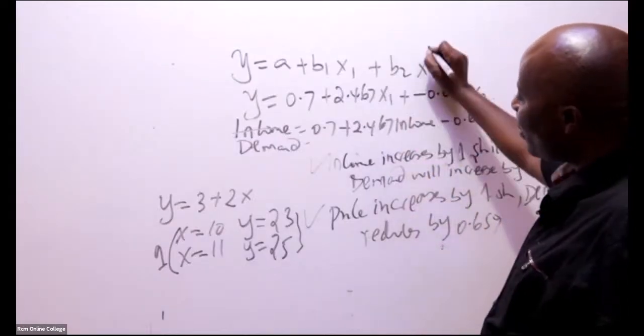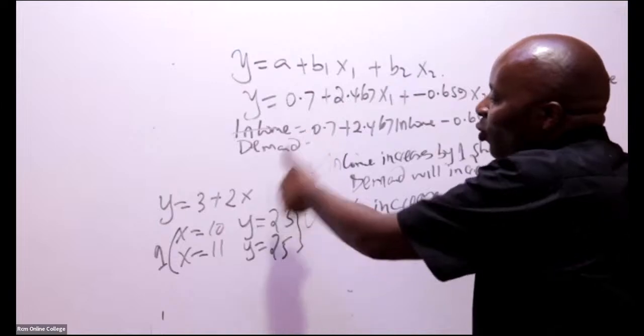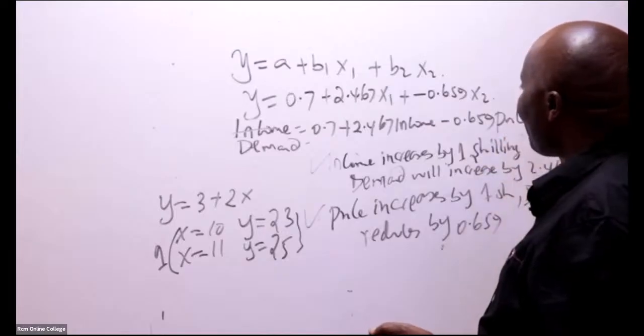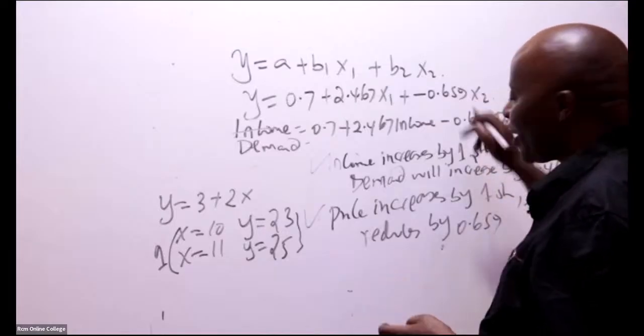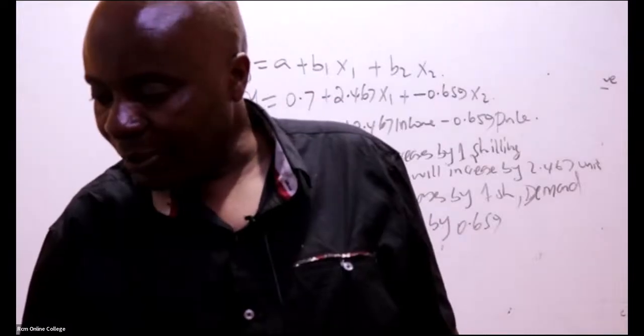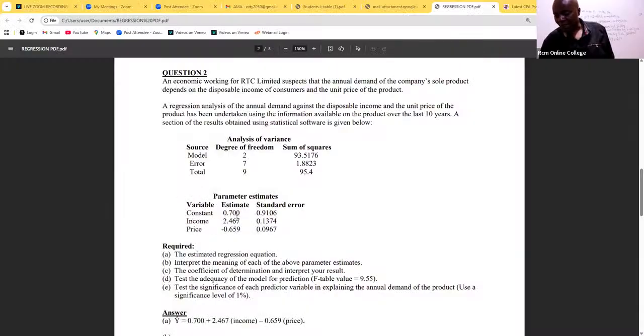When the income increases by just 1 shilling, the demand, or the y there, will increase by 2.467. If the price goes up by just 1 shilling, then the demand will reduce by that. Now I've also given the answer, which is there. Remember, it's all about knowing how to interpret this generally. They wanted us to interpret the meaning of each of the above parameter estimates. So 0.7 is constant demand, demand which is guaranteed. If the income is 0 and the price is 0, the demand will stand at 0.7. What about this 2.467 gradient for income? When the income increases by 1 shilling, the demand goes up.